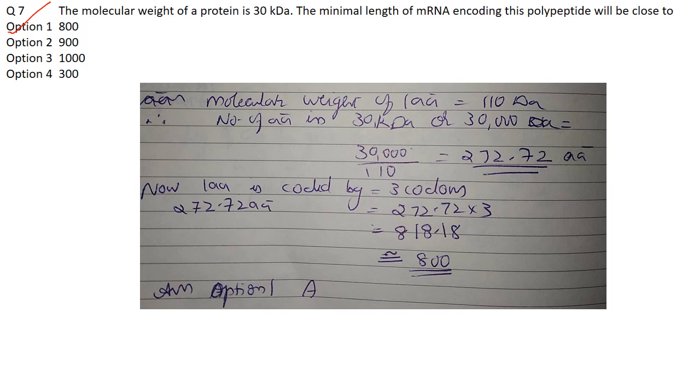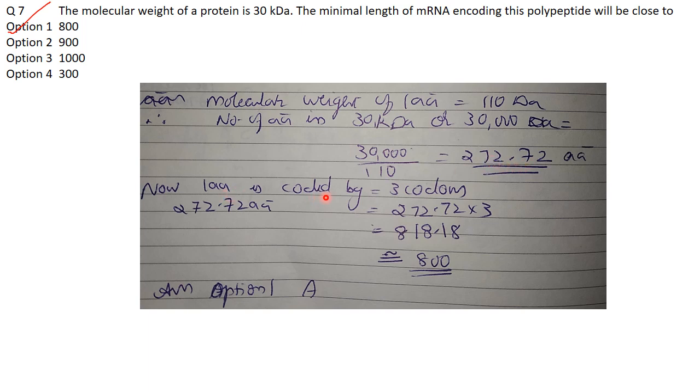The molecular weight of protein is 30 kDa. The minimal length of mRNA encoding this polypeptide will be close to. So molecular weight of one amino acid is 110 daltons. And number of amino acids in 30 kDa or 30,000 daltons is 30,000 divided by 110. That is 272.72 amino acids.